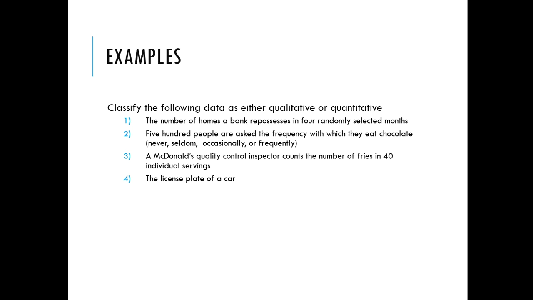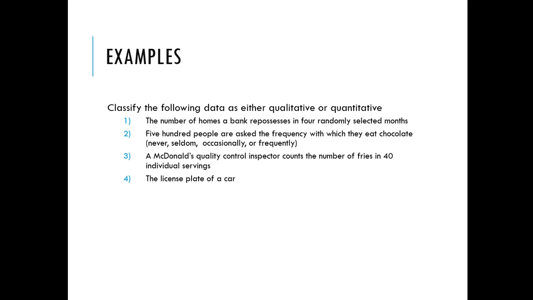So that's qualitative. A McDonald's quality control inspector counts the number of fries in 40 individual servings. So they actually go through and get 40 individual servings, and they count how many fries are in each package. This is quantitative because they could average the number of fries up and get the average. So that's quantitative because it's a count or a measurement.